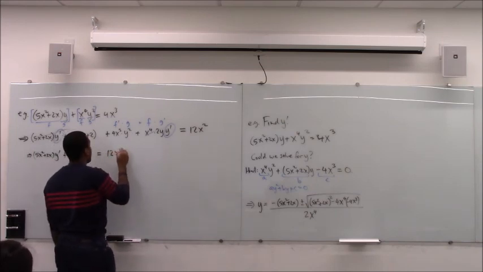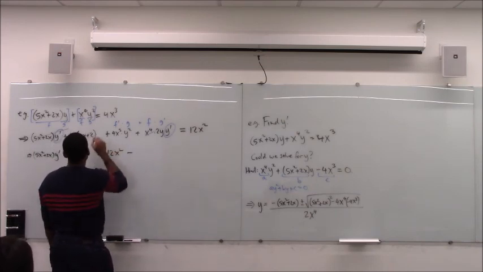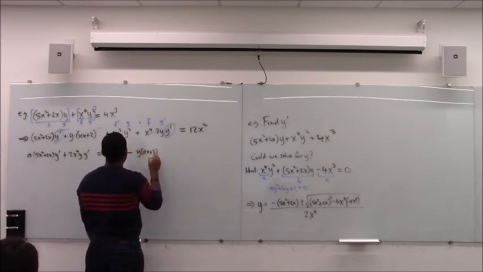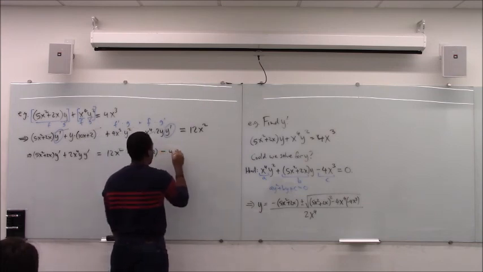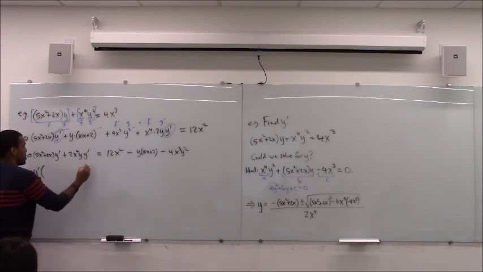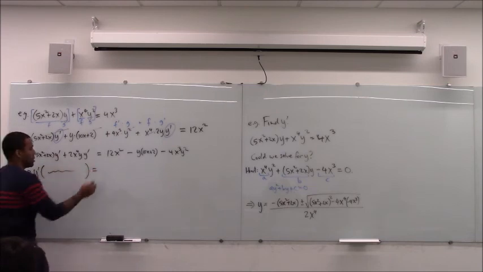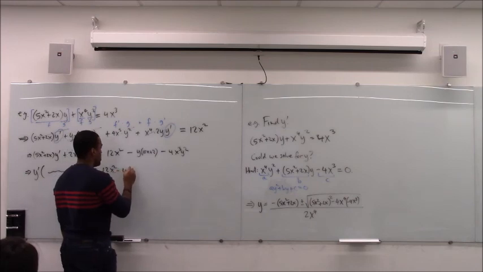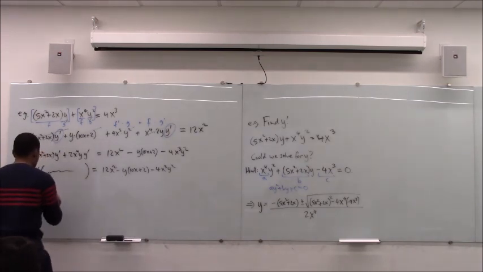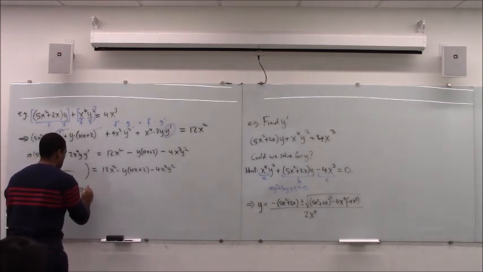So here I have the 12x squared. I'm going to subtract this part, and then subtract that part. How do I solve for y prime now? You can factor out the y prime. Right, I can factor out the y prime. I'm going to have that whole thing. 12x squared minus y times 2x plus 2 minus 4x y squared. And then I can find y prime. It's going to be this guy.